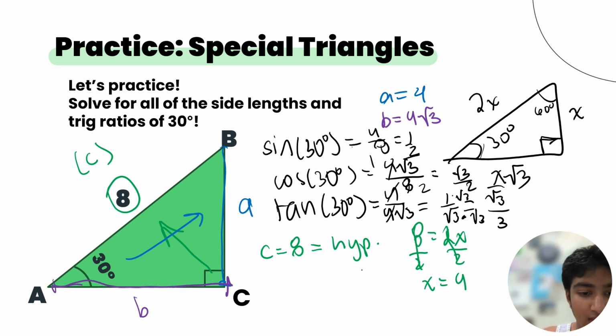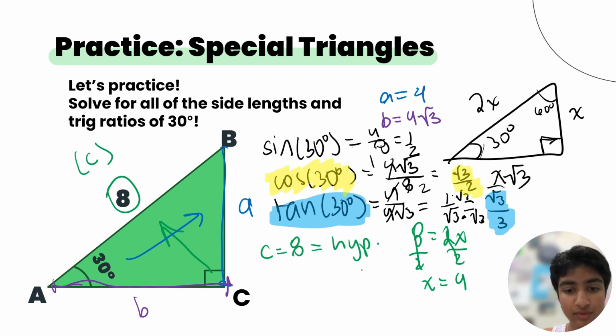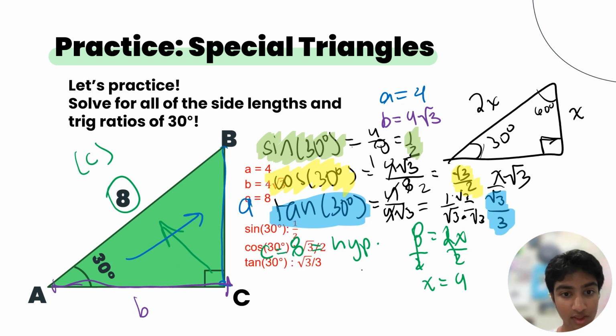Okay, let me highlight them to make it a little easier to tell. So tangent 30 degrees is √3 over 3. And cosine 30 degrees is √3 over 2. And then finally, sine 30 degrees is 1/2. Okay, now let's check your answers. Okay, great, they're all correct.